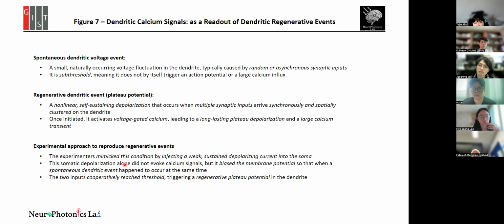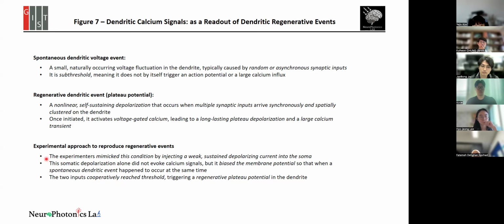And to reproduce this experimentally, the researchers injected a weak sustained depolarizing current into the soma, and this by itself did not evoke calcium signals, but it biased the membrane potential. When the spontaneous dendritic events occurred at the same time, the two inputs cooperatively reached the threshold, triggering a regenerative plateau potential.